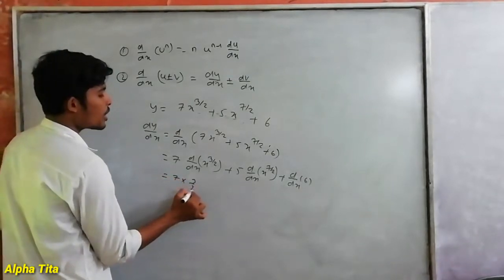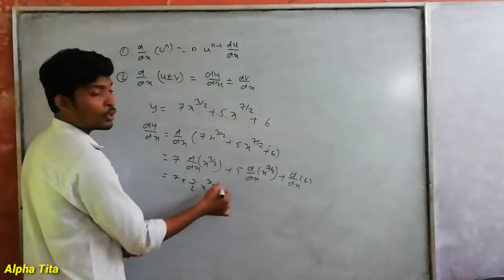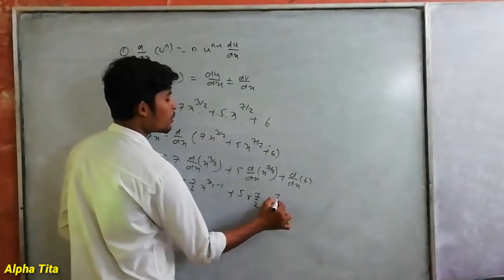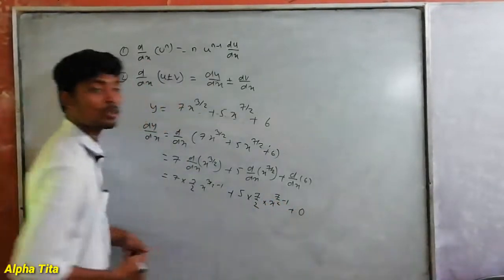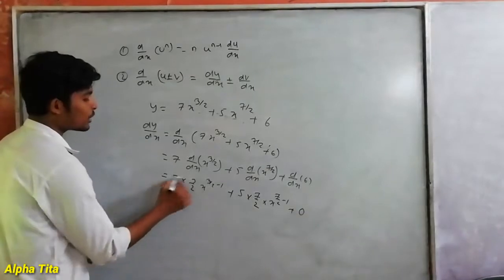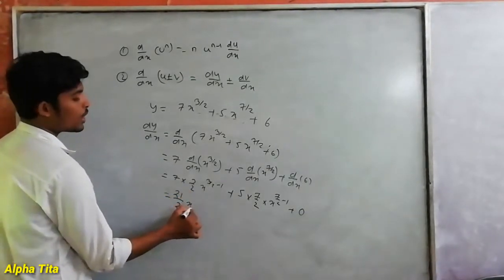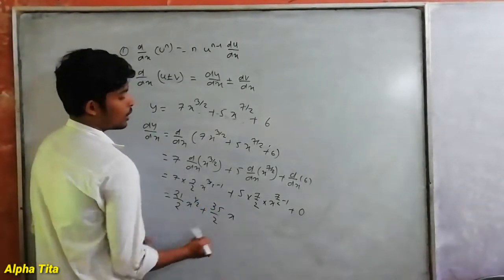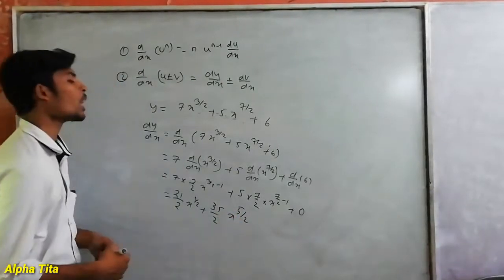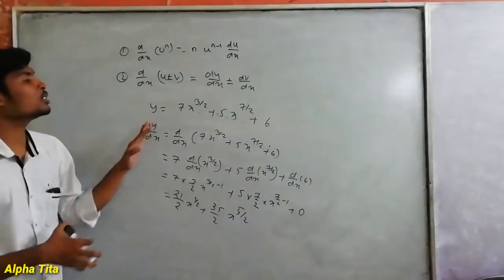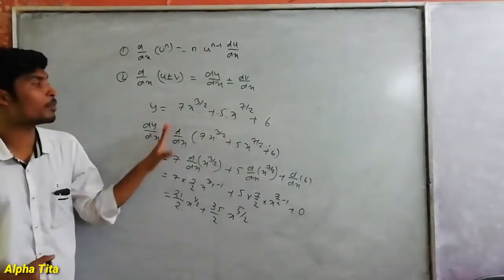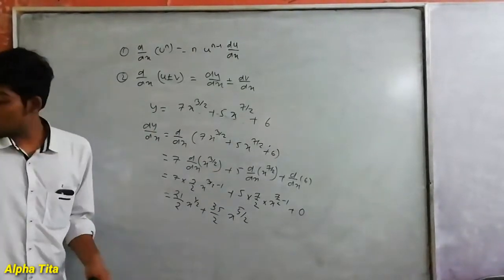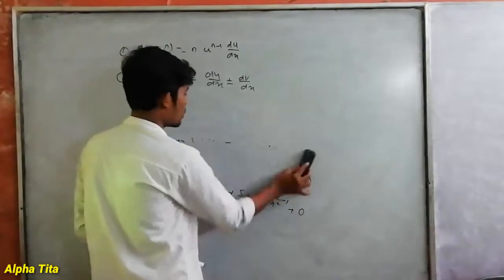So what do you get? 7 into 3 by 2 x to the power 3 by 2 minus 1, and we know dx by dx is 1. 5 into 7 by 2 into x to the power 7 by 2 minus 1, plus the constant, which is equal to 0. So 7 into 3 is 21 divided by 2, x to the power 1 by 2, plus 35 divided by 2, x to the power 5 by 2, plus 0. These are simple things, you just see and you can calculate the derivative of the function. These are simple, easy things you have to solve. I will give you some, so next you have to do the derivative of some functions.